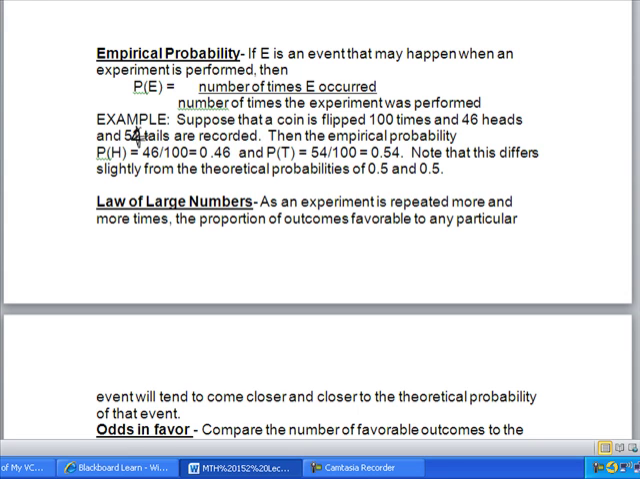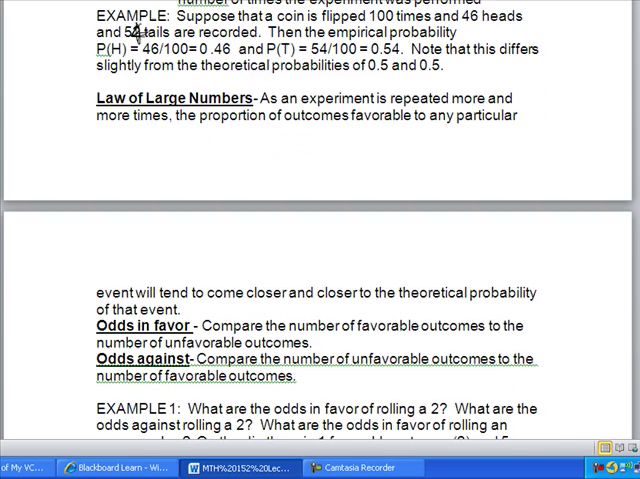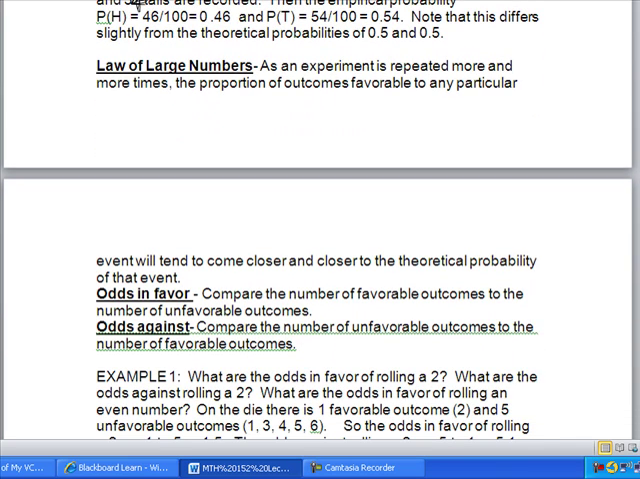Now, the law of large numbers says as we repeat an experiment more and more times, the proportion of outcomes favorable to the event will tend to get closer and closer to the theoretical probability. So if instead of 100 tosses, we set up a computer simulation to do 100,000 tosses, then the probability would get closer and closer to the 0.5 we would expect.